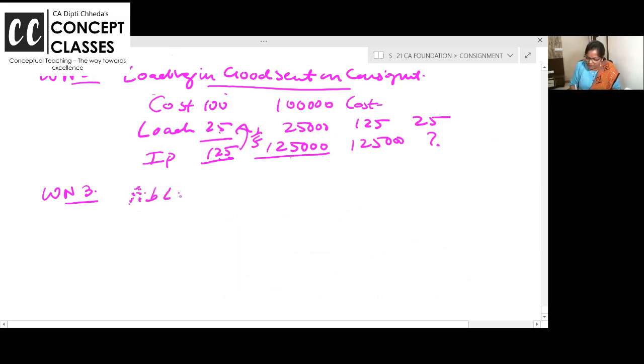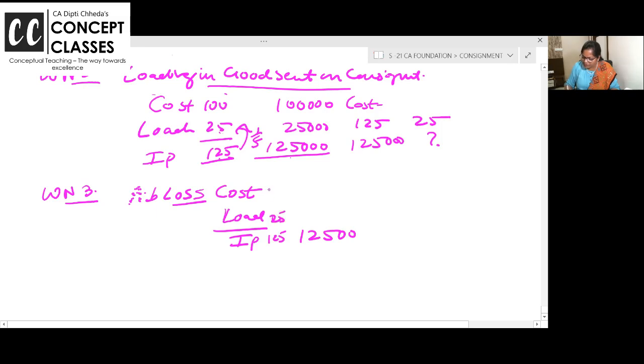Abnormal loss. Cost. Loading. Invoice price. How much is the invoice price? 2,500 in 125. The equation is clear, right? So 12,500 is lost in your godown. 12,500 into 25 divided by 125, 2,500. Cost is 10,000. Done.